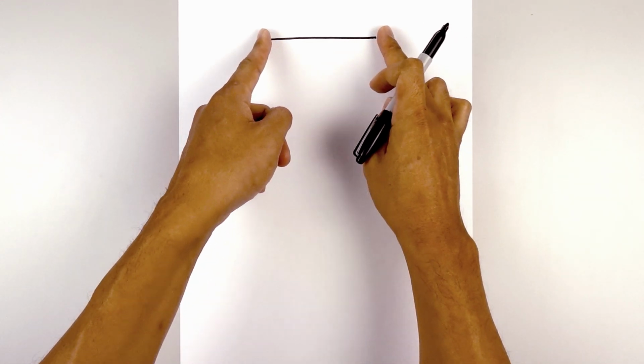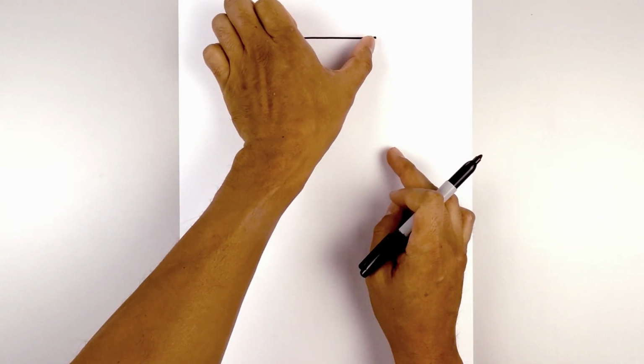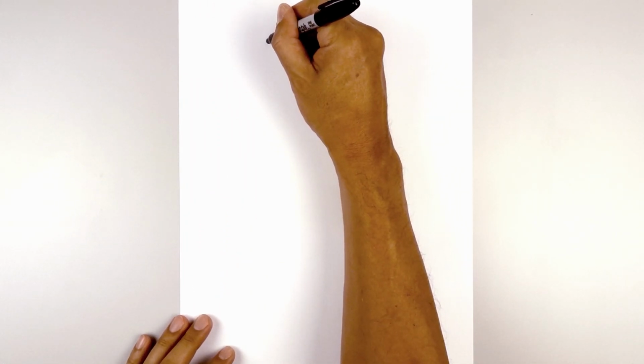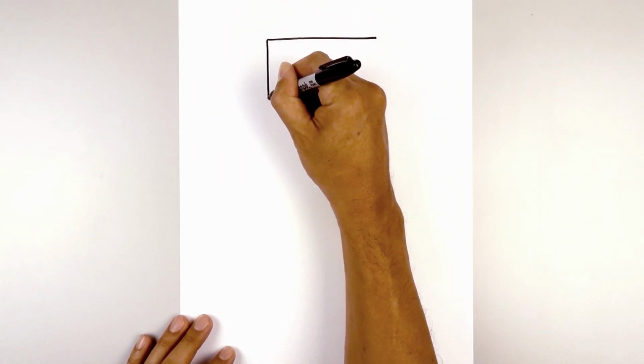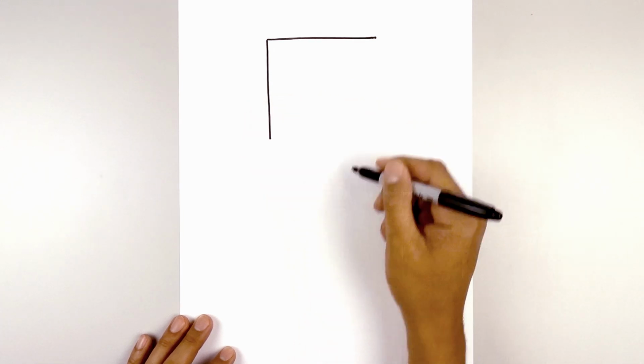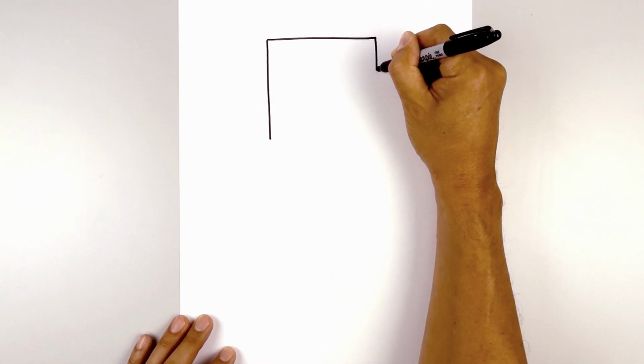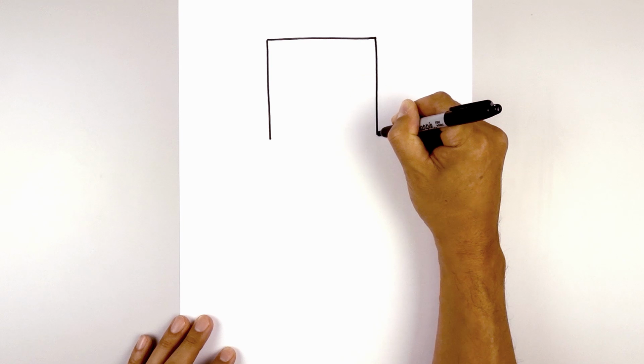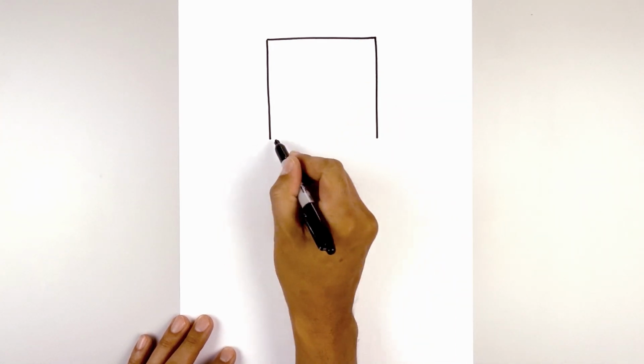And then from the sides, we're going to come straight down with the same length line that we have on the top. So let's start on the left side. Come all the way down towards the bottom of the square. We'll do the same thing on the right side. Now let's close off the bottom of the square.